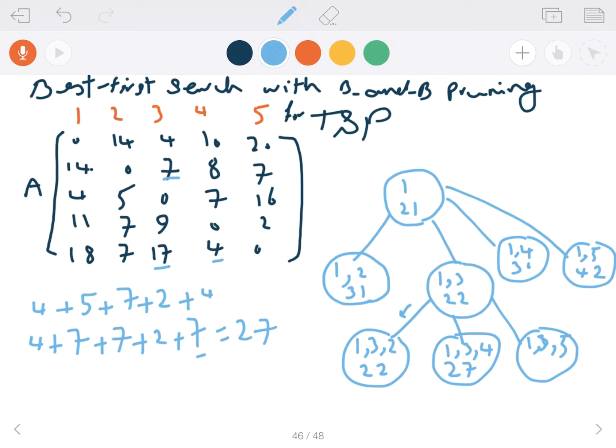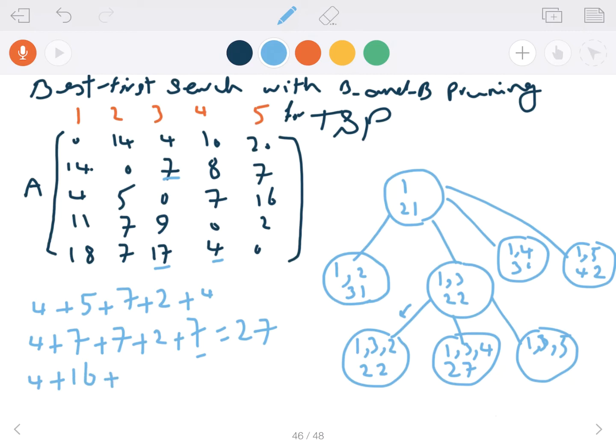Now I'm going to show the values, or we can do it also for node 1, 3, and 5, just to see some more examples. From node 1 to node 3, the cost is equal to 4. From node 3 to node 5, the cost is equal to 16.